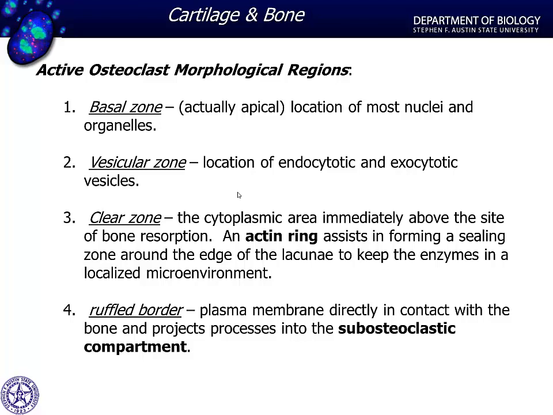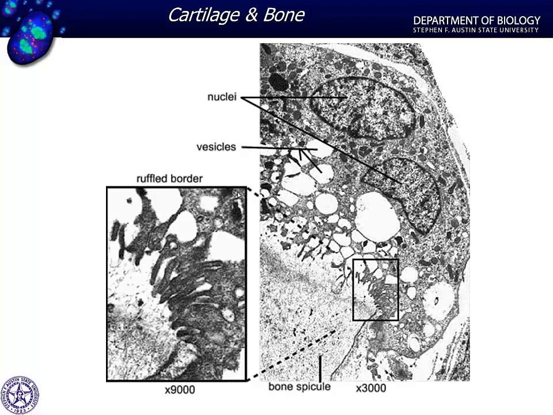Now, as we look at what's directly in contact with the bone, we're going to see the ruffled border. This is going to be the most basal of all these areas, and we refer to these ruffled borders being present in what is called the subosteoclastic compartment. So this is going to be immediately between the cell and the bone. We call that the subosteoclastic compartment, and it's going to extend down into that zone.